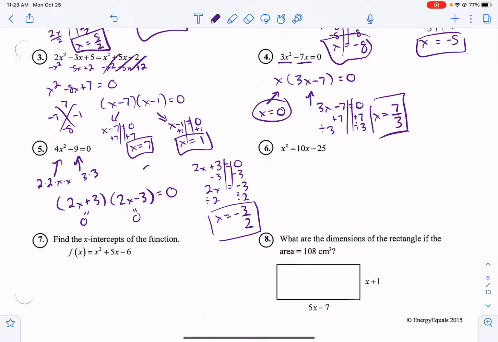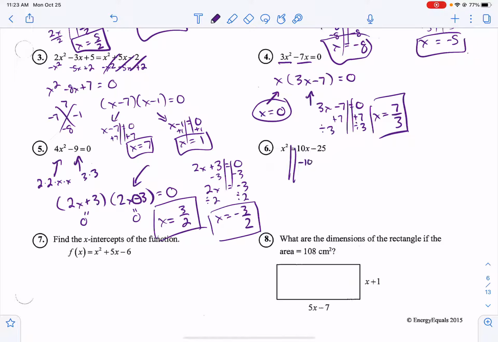And my other parenthesis is the exact same, but I have a minus in the middle. So that one's going to come out to be x equals positive 3/2. It's going to be the same number. It's just going to have a plus instead of a minus. So those would be my 2 answers for number 5. I like that one.